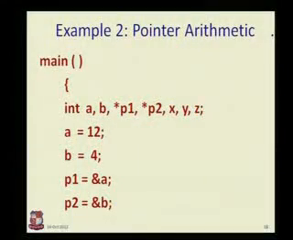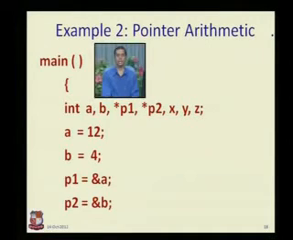The next example I have taken is for this arithmetic. Let's see in the example. I have declared a main function and in one line declared integer a, integer b. Then I have declared pointers p1 and p2, both integer pointers, and other variables x, y and z. Say a is 12, b is 4, which I have initialized. Now p1 I have assigned the address of a, so p1 will point to a. p2 I have assigned the address of b, so p2 will point to b.